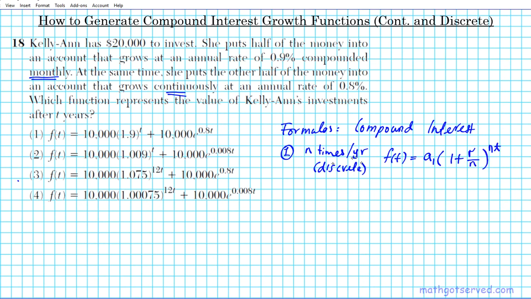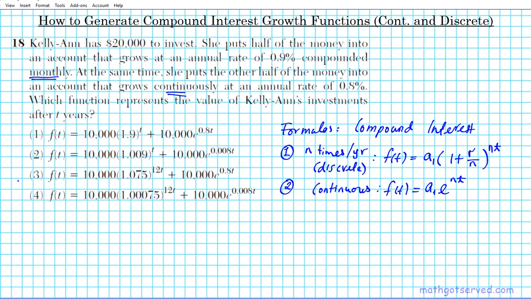Alrighty? Okay, how about the continuous one? The continuous model, what does that look like? For the continuous model, we have f of t equals the initial amount a1 times e raised to the nt. Bam. All right? So that's what we have.